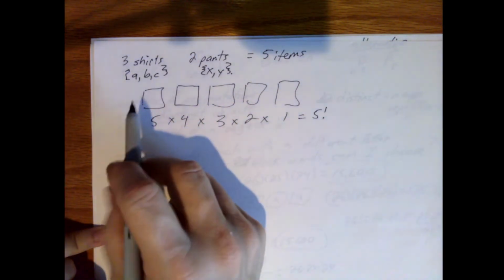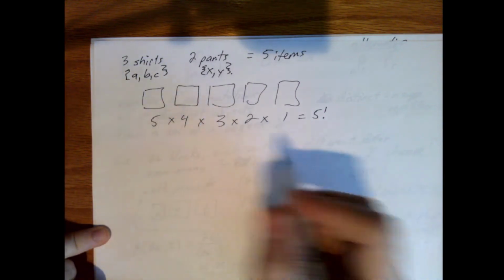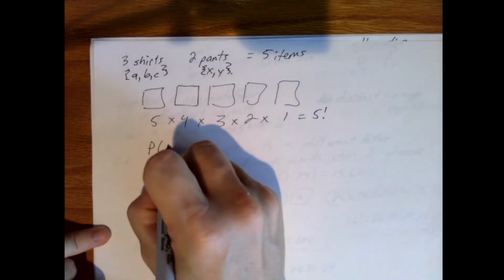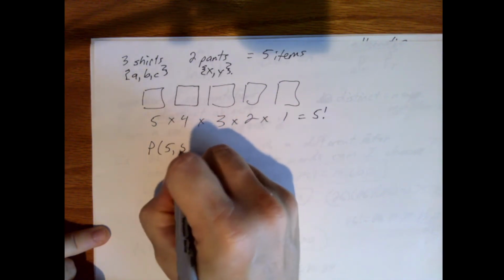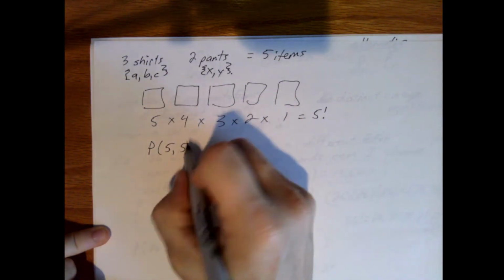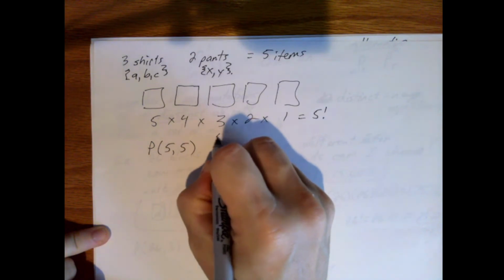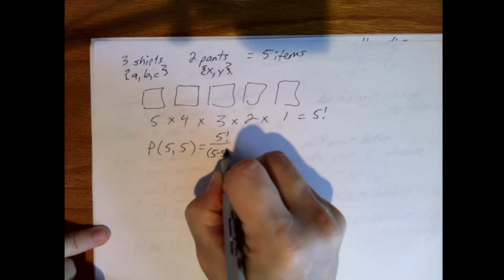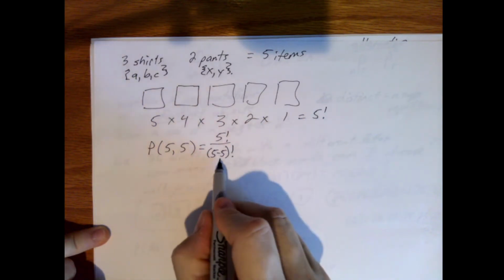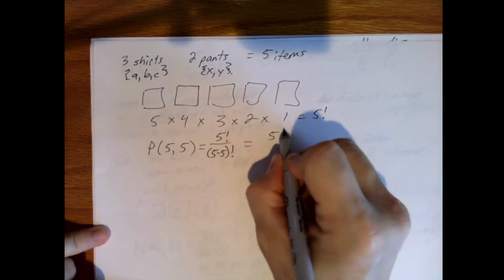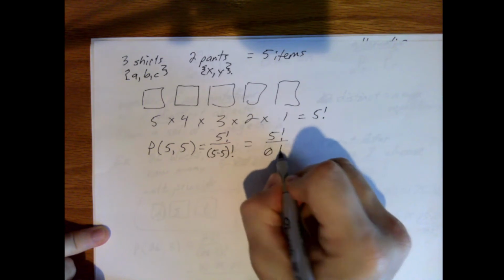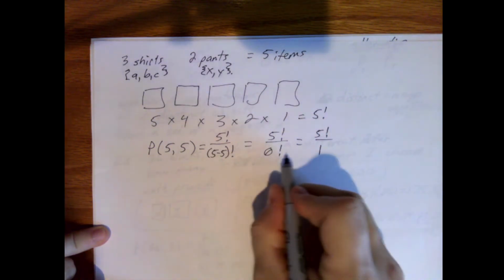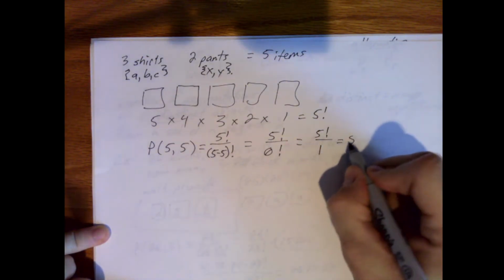How does that work in terms of the formula? So I'll have 5 total objects, and I'm picking 5 at a time. Okay, but I'm picking them in random order. So this becomes 5 factorial divided by 5 minus 5 factorial, which is equal to 5 factorial divided by 0 factorial, which is 5 factorial divided by 1, because 0 factorial is defined to be 1, which is really just 5 factorial.